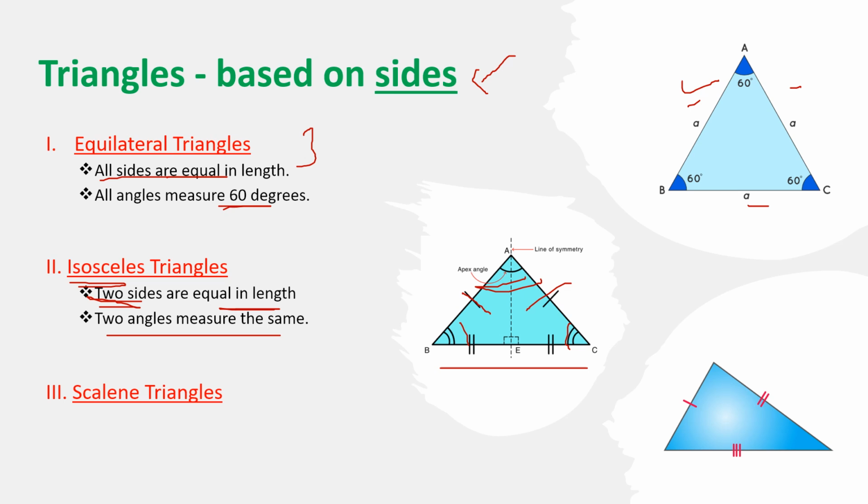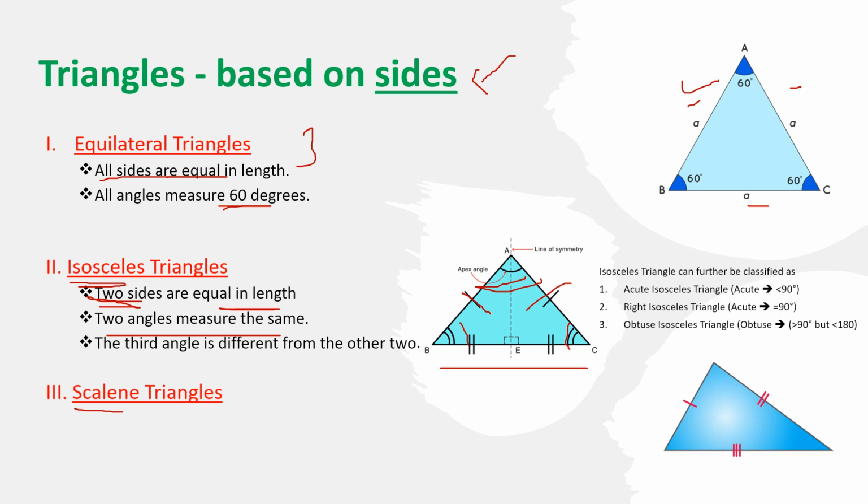Okay, we understood equilateral triangles, all sides are equal. We understood isosceles triangle, two sides are equal. Let's come to scalene triangle now. But before coming to scalene triangle, let's subclassify isosceles triangles. Isosceles triangle is of course the classification based on sides, right? This can be further classified based on angles: acute isosceles triangle, right isosceles triangle, and obtuse isosceles triangle.